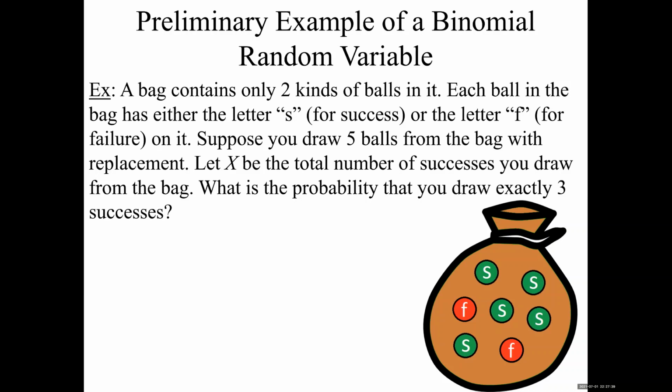Okay, so that's good. Third one is, there has to be independence. The independence is coming from the part that says with replacement. We're drawing with replacement. We have independence there. And the problem has to say, what's the probability of getting a certain amount of successes? In this case, what's the probability of getting 3 successes? So this is definitely a binomial question.